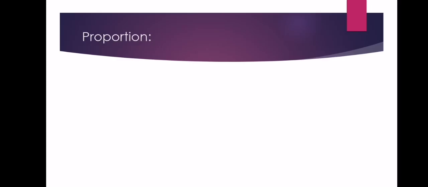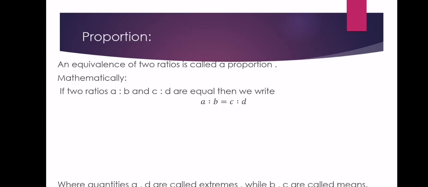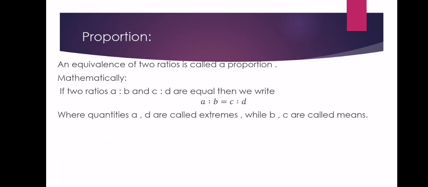Next is the turn of proportion. We will discuss the definition of proportion. An equivalence of two ratios is called a proportion, or we can say the equality of two ratios is called proportion. Mathematically, if two ratios A ratio B and C ratio D are equal, then we write A ratio B is equal to C ratio D, where quantities A, D are called extremes while B, C are called means.